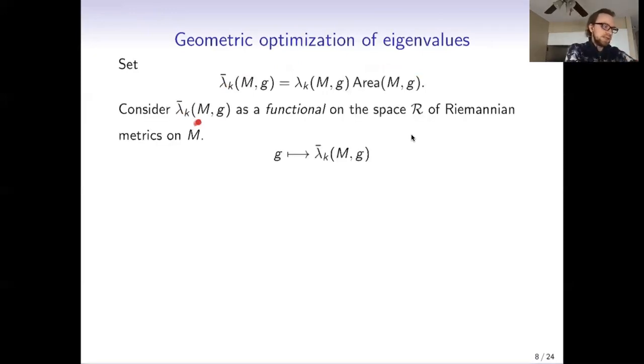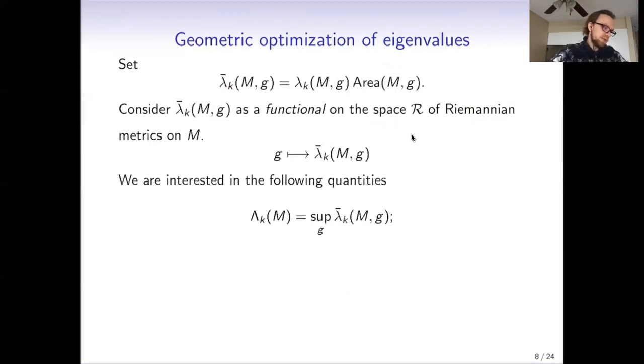And we consider this normalized eigenvalue as a functional on the space of all Riemannian metrics. So we fix the surface M, and allow the metric to be whatever you want, and you want to optimize this quantity. It turns out that the infimum is always 0. So you can always deform the metric so that any eigenvalue will go to 0.